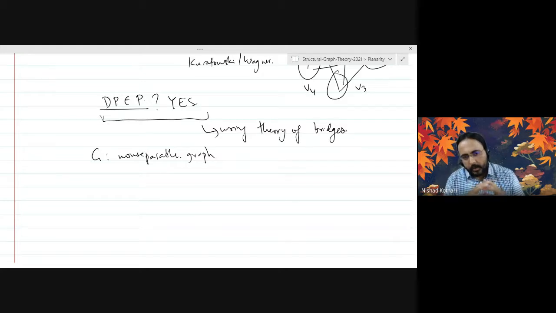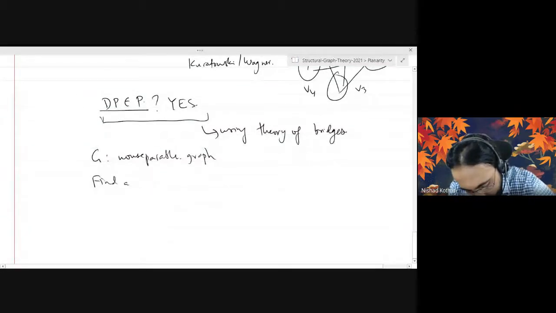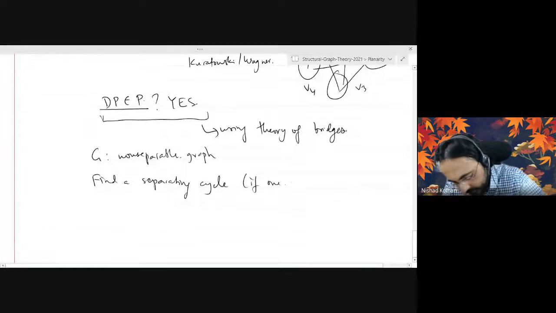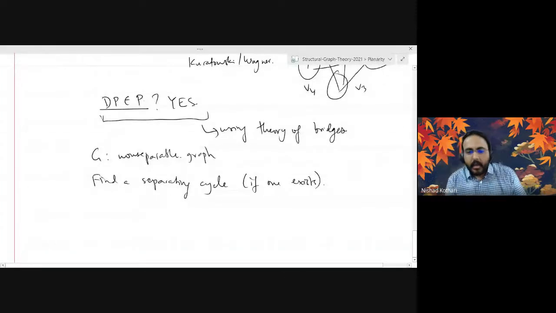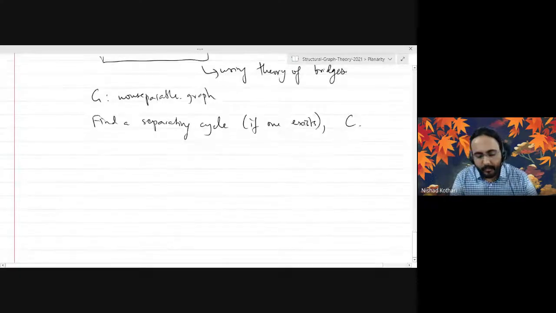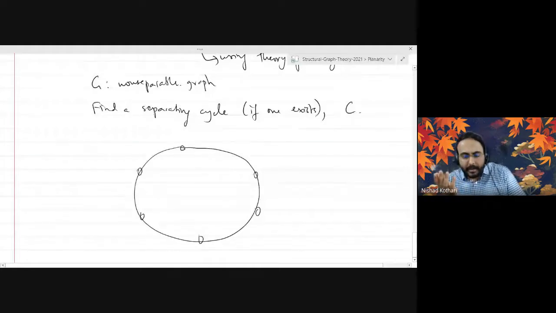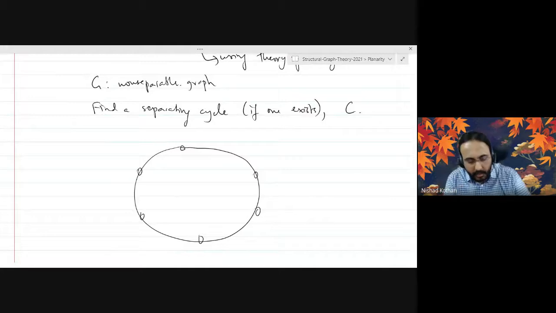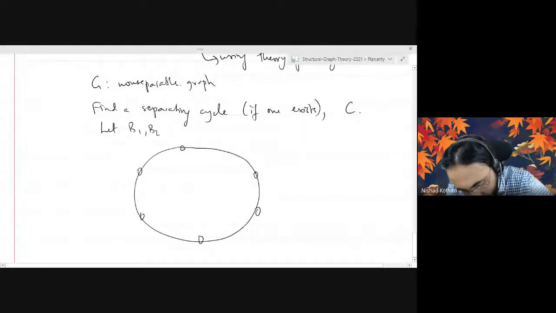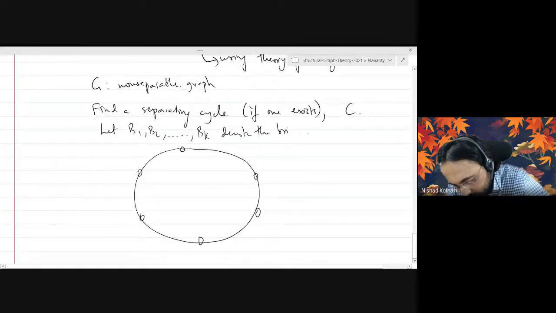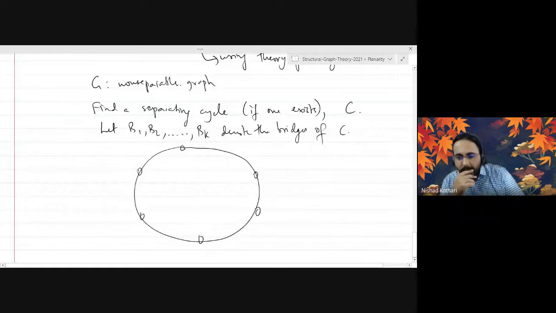So what we'll do is we'll find a cycle that has at least 2 bridges. These are separating cycles. So find a separating cycle, and you have to prove that it exists, but I'm not going to discuss that. Find a separating cycle if one exists. Let's say you find a separating cycle C. Because it is a separating cycle, it will have a bunch of bridges, at least 2. So let B1, B2 up to Bk denote the bridges of C.